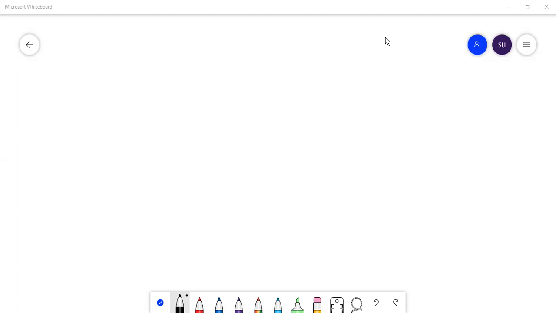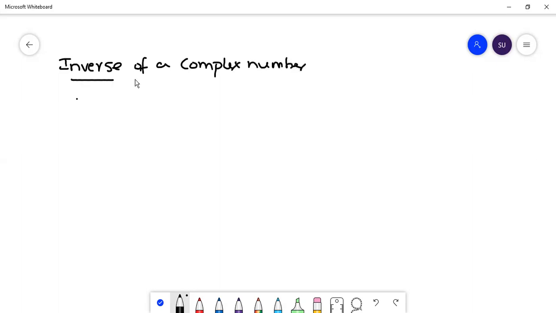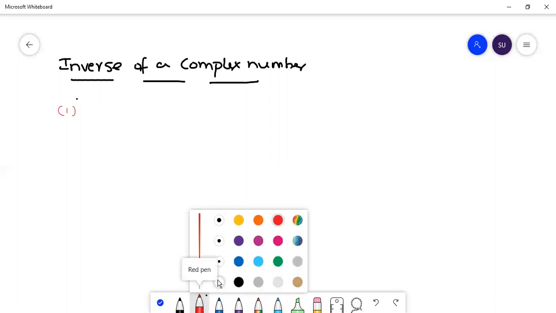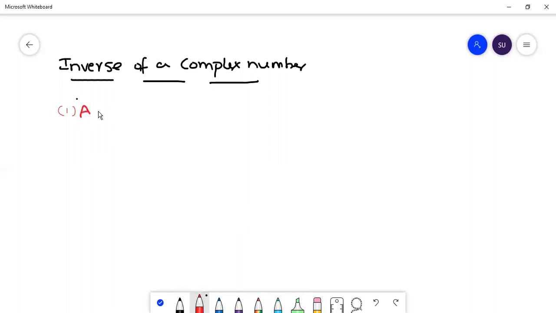Next one is inverse of a complex number. Inverse means we have two types of inverse. First one is additive inverse, and the second one is multiplicative inverse.